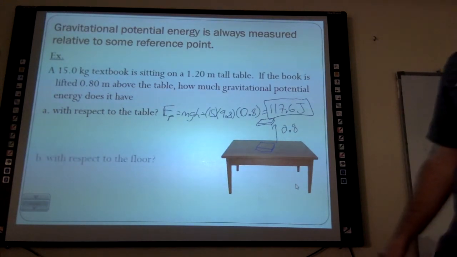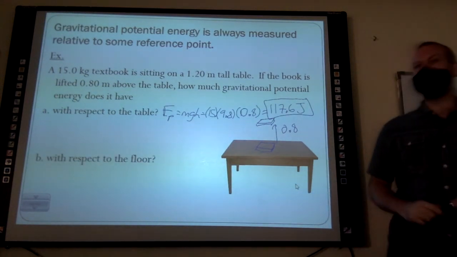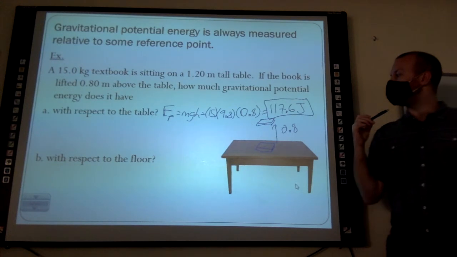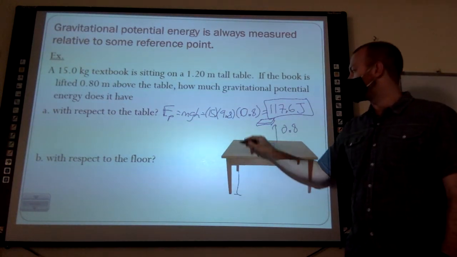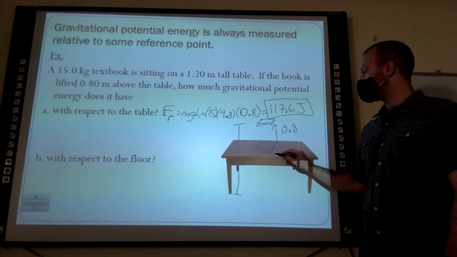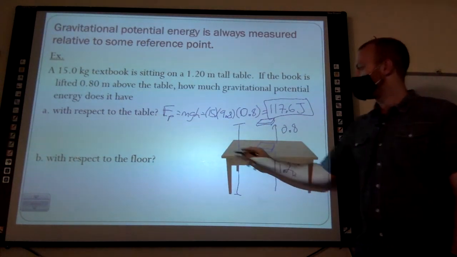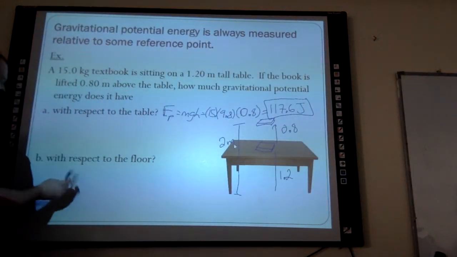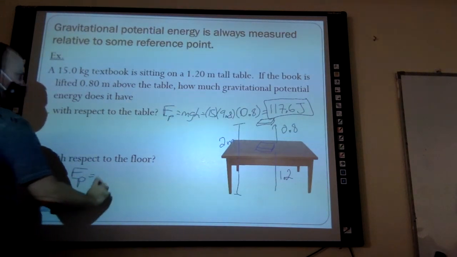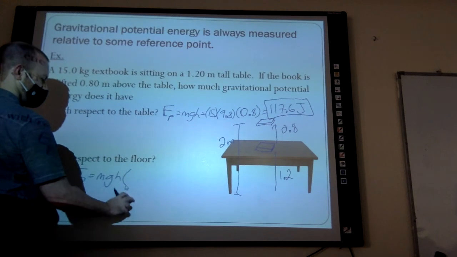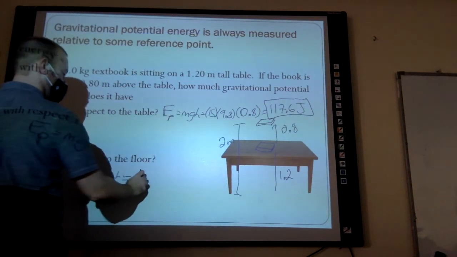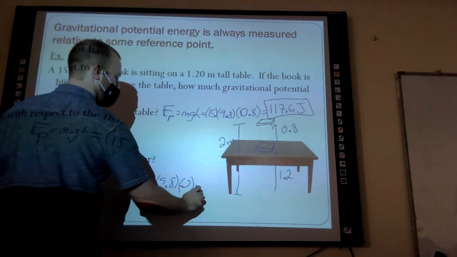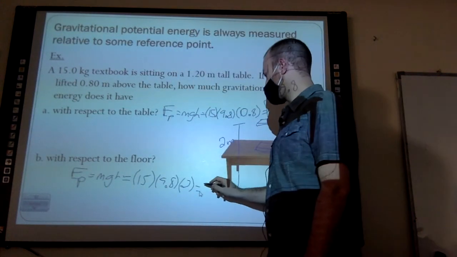So what if I asked you instead, what is the energy with respect to the floor? What changes? My height. It's no longer 0.8. I need to make it relative to the floor. So this is 0.8, this is 1.2, so this whole distance is 2 meters. We have the same equation, same mass. What did you get for that? 294.